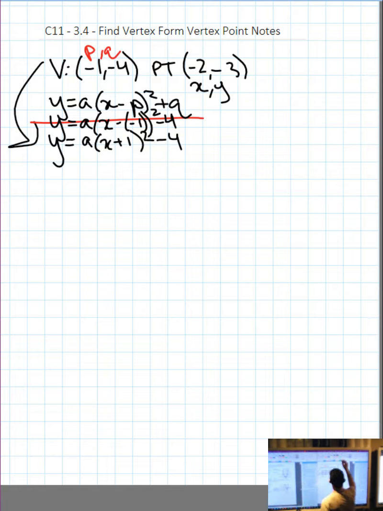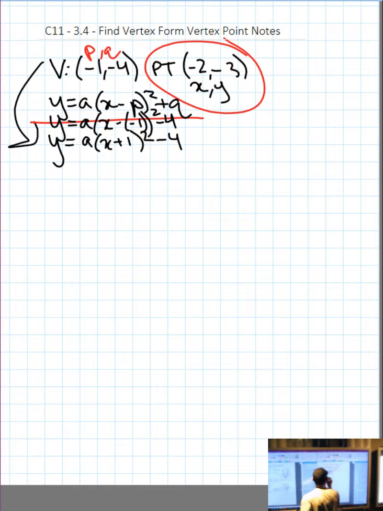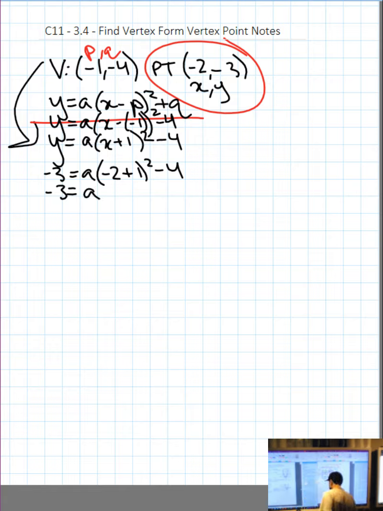Okay, we're back to the point off to the right, (-2, -3), and we're going to carefully substitute that in for x and y. So y is -3, so -3 equals A(the x value is -2 plus 1), still squared, minus 4. Left-hand side, -3 equals, now we have an A. Now let's do BEDMAS, the brackets. -2 plus 1 is -1. Squared is 1. So I have to say A1 or 1A minus 4.